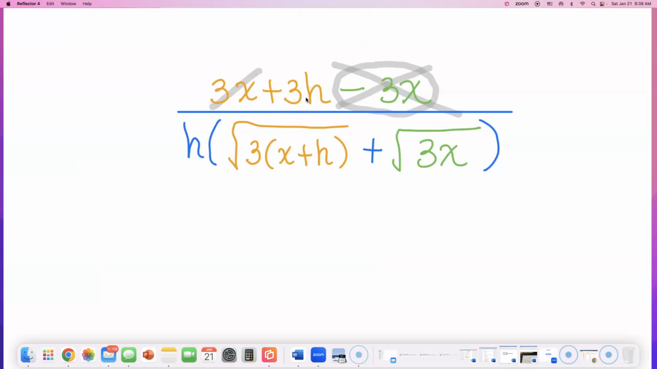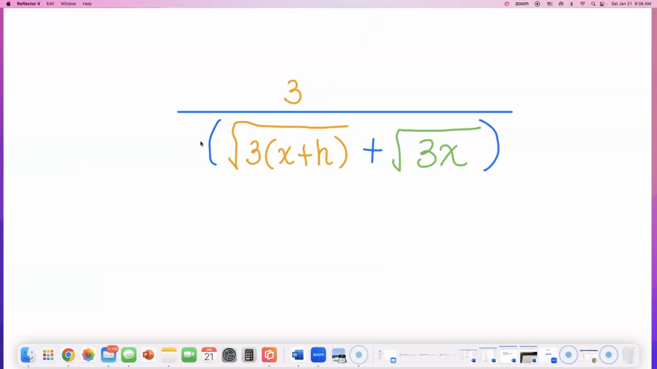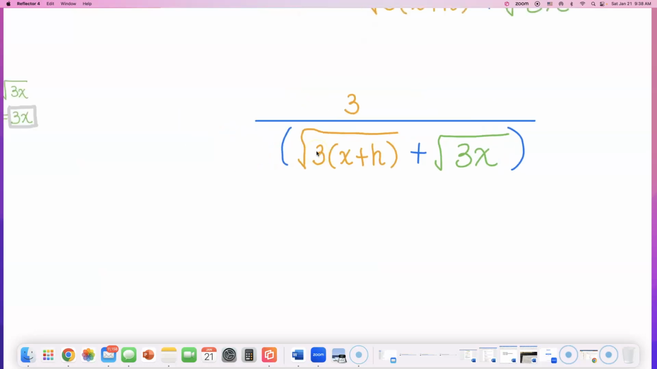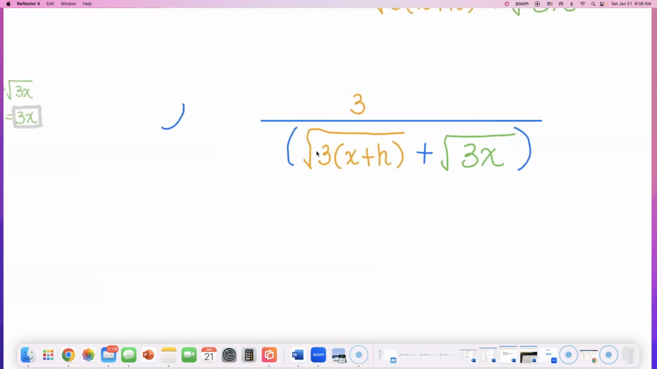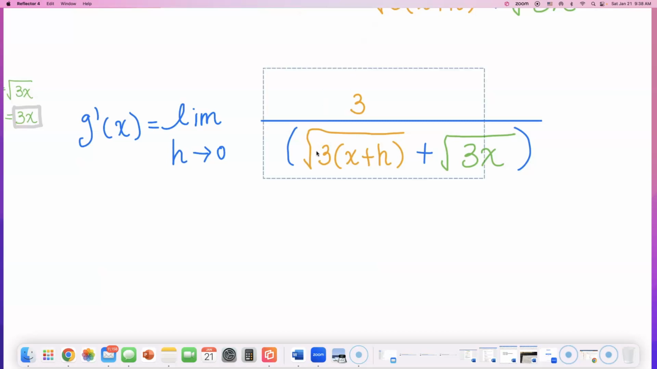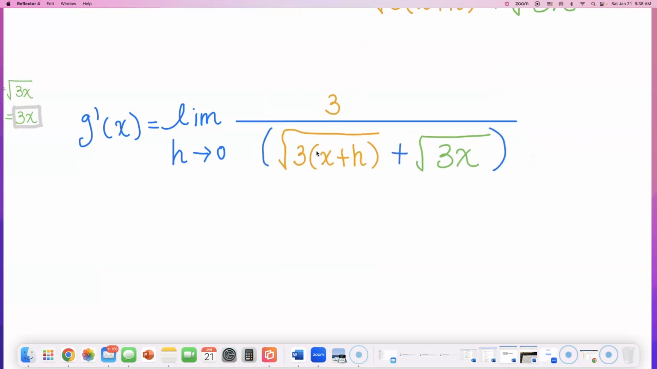Let me maybe even erase this so you can see. You see that we have h on top and h in the bottom, right? So we can cross those out. Now they cancel out. So the simplified difference quotient is 3 over this mess. Now remember, when we are done simplifying, we're going to plug in h equals 0, because that is what g prime of x is. That's what the derivative is. So now it's time for us to plug in h equals 0.